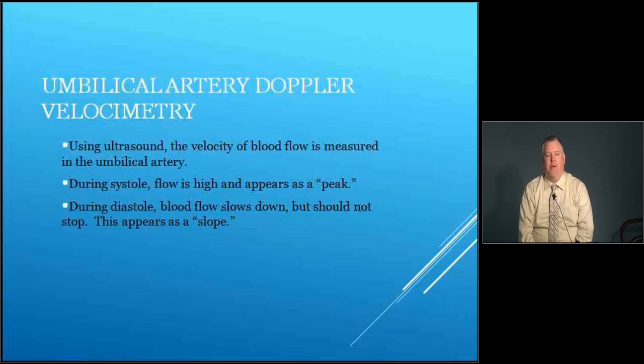Umbilical artery Doppler velocimetry, or Doppler flow studies, is done using an ultrasound, and what they're doing there is they're measuring the velocity or the speed of blood flow through the umbilical artery. During systole, we should see a nice peak, because our blood flow should be very rapid during systole, and during diastole we should expect a downward slope as the blood flow decreases, but even during diastole we still expect there to be blood flow across the umbilical artery.